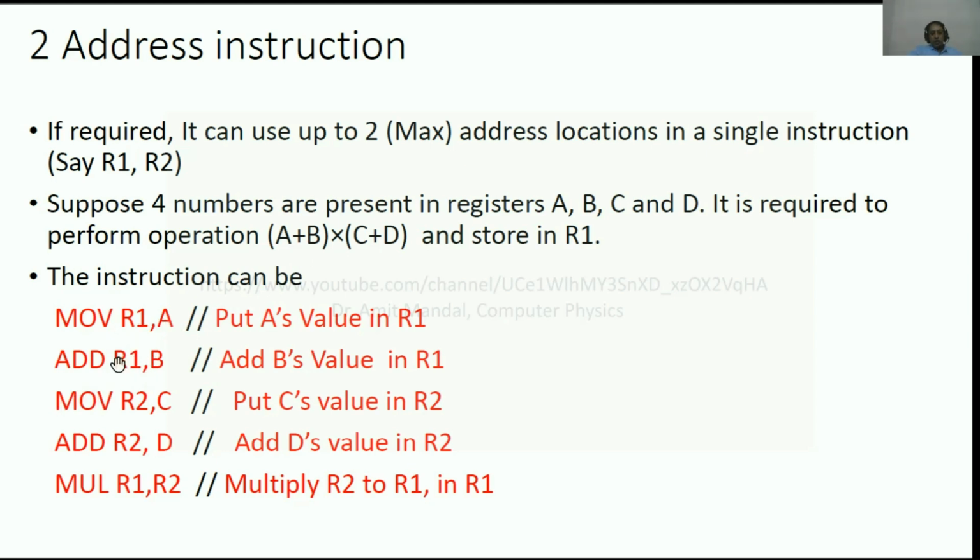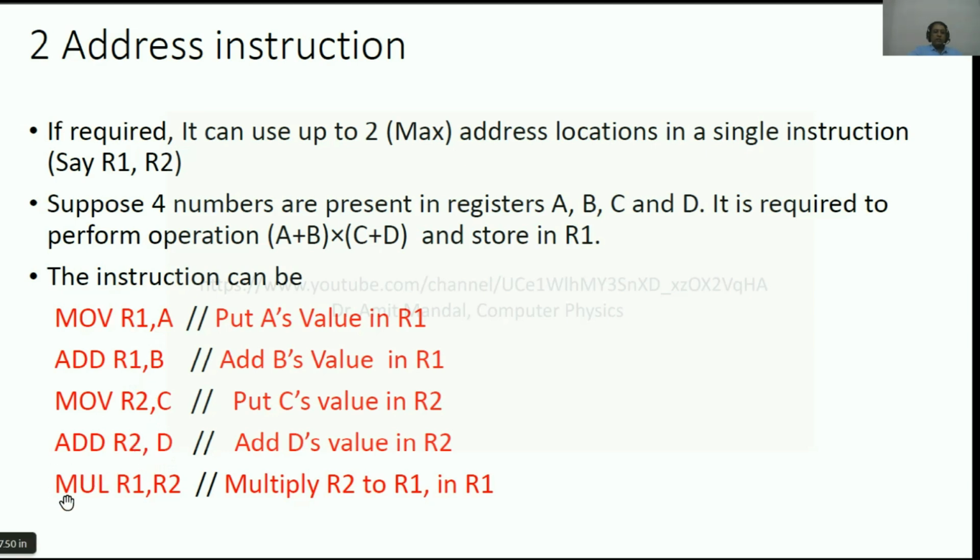Now R1's job has been done. Now move R2 comma C. It means whatever the value present in C, bring it in R2. Now add R2 D. It means whatever the value present in D, bring it and add it in R2 itself. Now R2 contains C plus D. Okay. Now R1 contains A plus B, R2 contains C plus D.